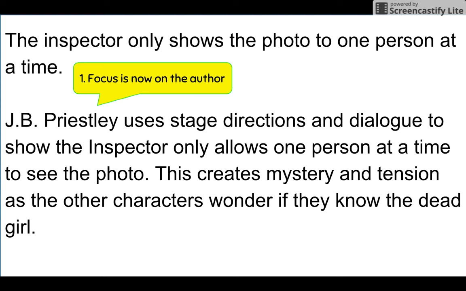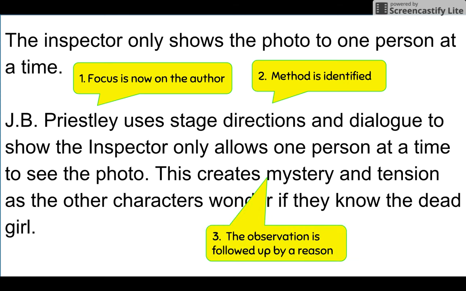Here's what I've written. J.B. Priestley uses stage directions and dialogue to show the inspector only allows one person at a time to see the photo. This creates mystery and tension as the other characters wonder if they know the dead girl. Now you can see here the focus is on the author. The method is identified, the use of stage directions and dialogue. And this observation is followed up by a reason.